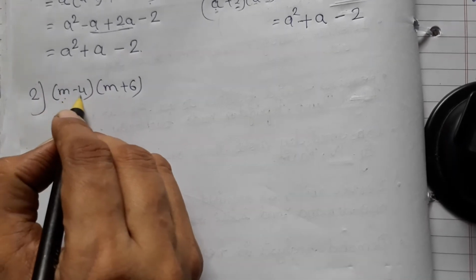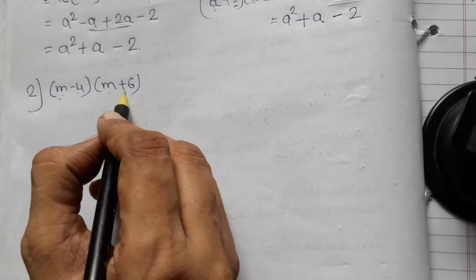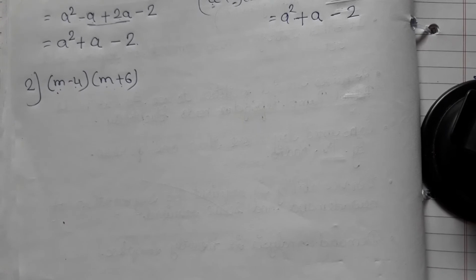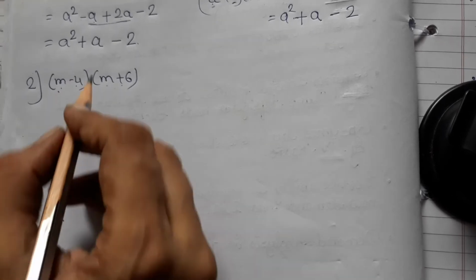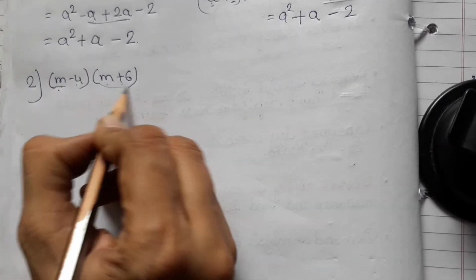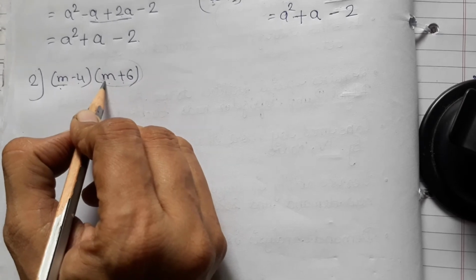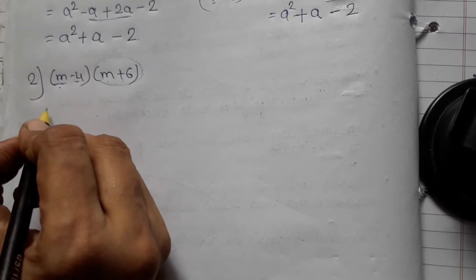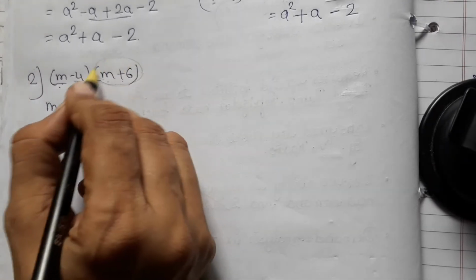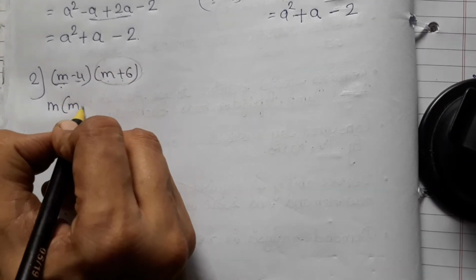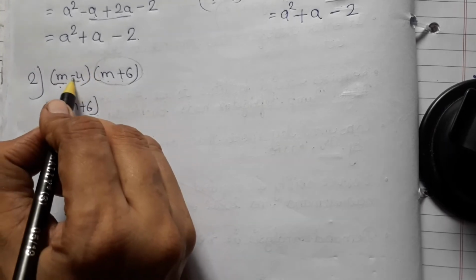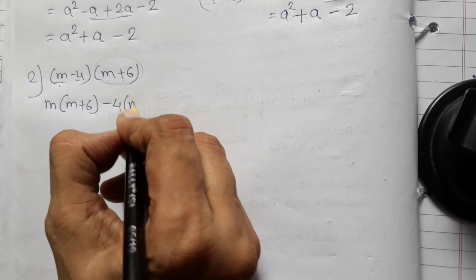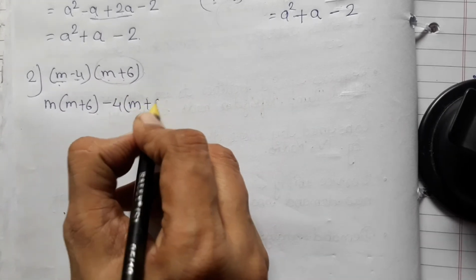Question 2. (m − 4)(m + 6). First I will do it without the formula and then I will do it with the formula. m is multiplied to the whole second bracket, then minus 4 will be multiplied with the second bracket. So m multiplied to the second bracket, that is (m + 6), then minus 4 multiplied to the second bracket, again (m + 6).